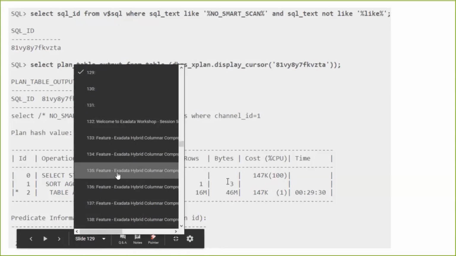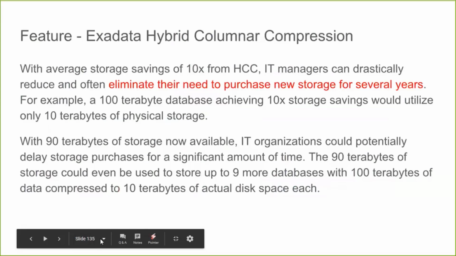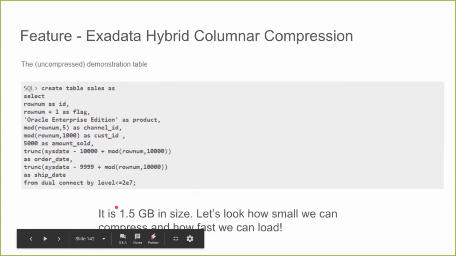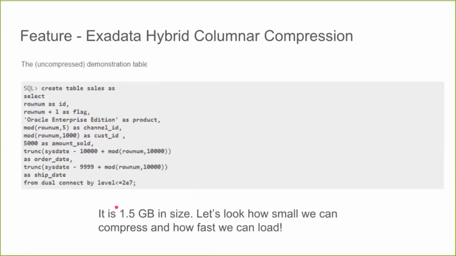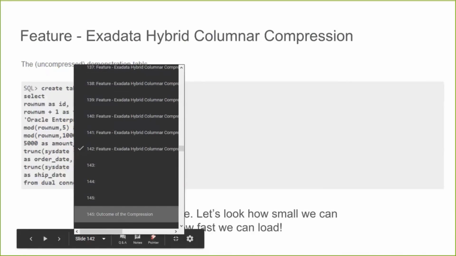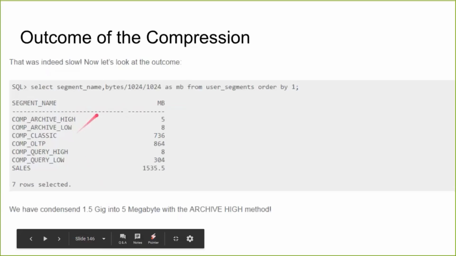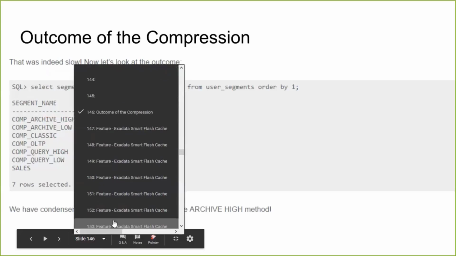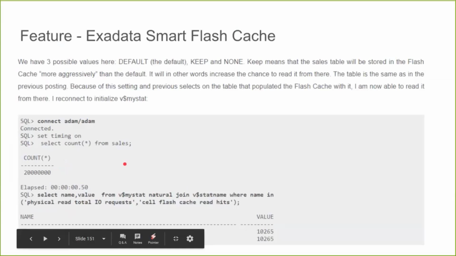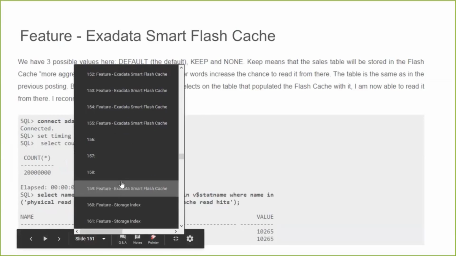Okay, then we'll be understanding what is hybrid columnar compression, and then we'll be seeing some samples, some demos, and some labs to understand how compression actually helps. Okay, so the outcome of compression, different tables in different combinations, what is the best to choose, what not to choose, and then we'll be talking about Exadata Smart Flash Cache, how we are going to use it.